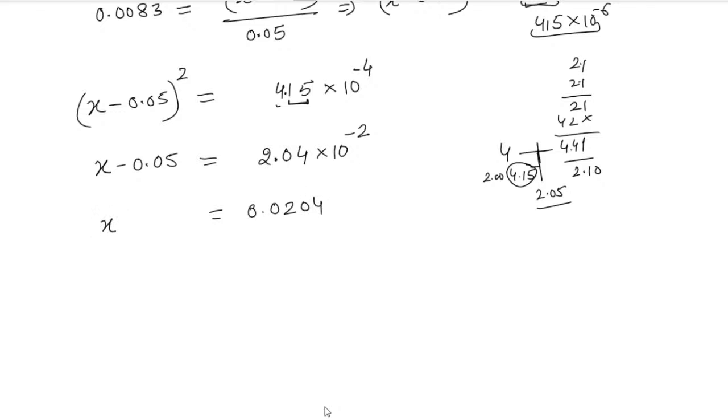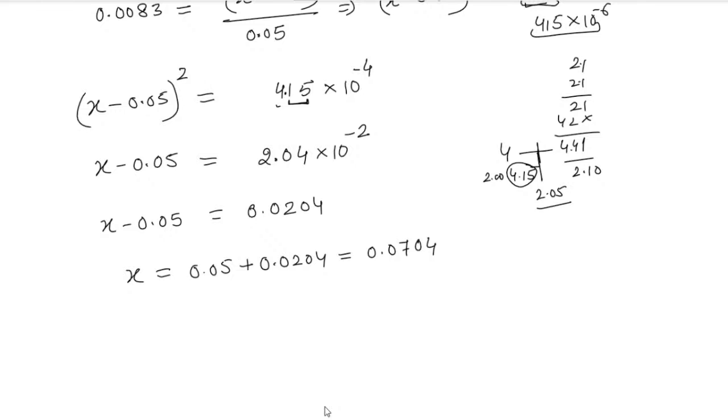So it is 0.0204 x minus 0... so x is equal to 0.05 plus 0.0204. So the value comes out to be 0.0704, or almost 0.07, but slightly greater than that.